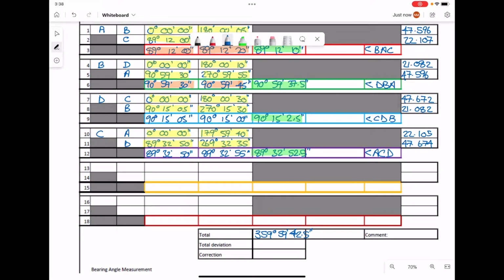Working out the difference between our total angle and the angle we should have gotten, which was 360 degrees. So 360 minus 359, 59, 42.5 gives us a difference of 0 degrees, 0 minutes, 17.5 seconds.